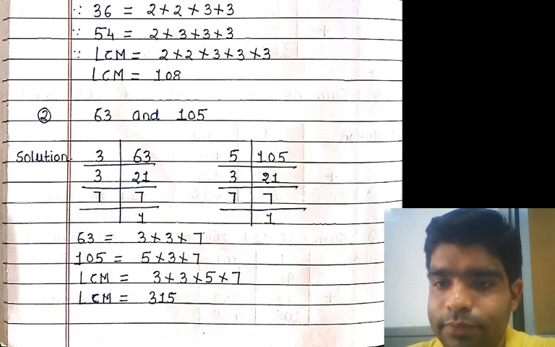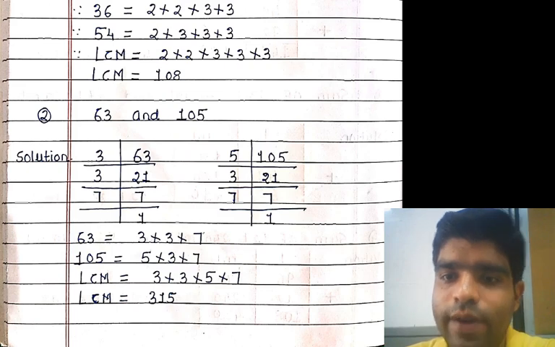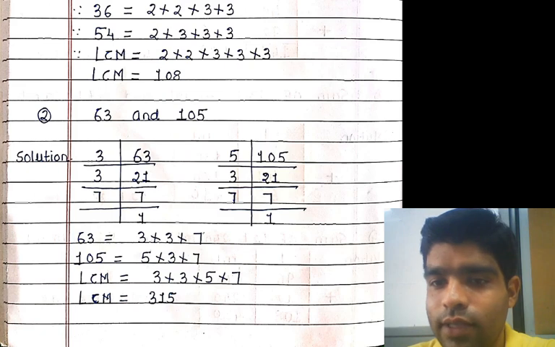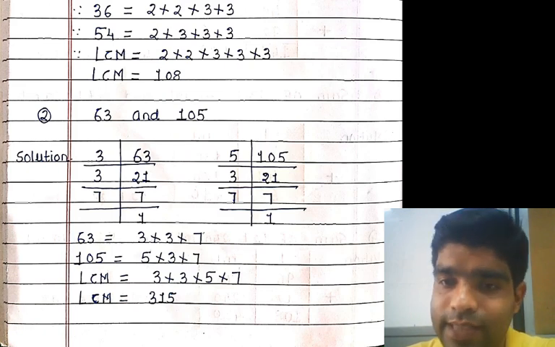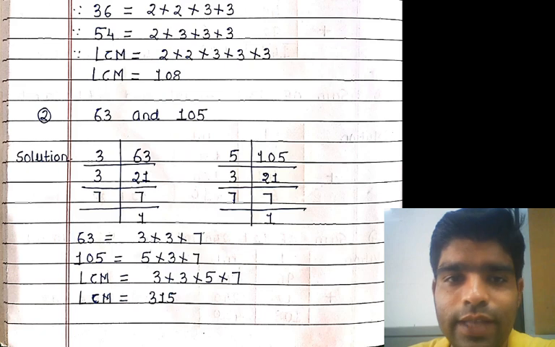And 63 is definitely divisible by 3. 63 divided by 3, your answer is what? 21. We have to write down the 21. 21 is also divisible by 3. We write the 3 on one side and 21 on the other side. 3 times 7 is 21. Then we write 7 on the third row. And 7 is also divisible by 7. Your answer is what? 1.